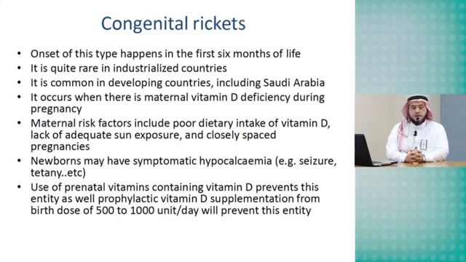Congenital rickets, another common problem. Why does it happen? Usually due to deficiency of vitamin D from the mother. If the mother during pregnancy is not taking enough vitamin D supplement, she will have vitamin D deficiency, and the fetus will not have enough vitamin D during gestation, so the baby will have low vitamin D in the first 6 months of life, especially the first 3 months, which leads to hypocalcemia.